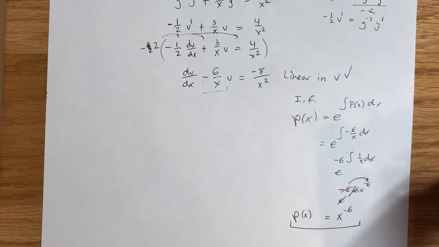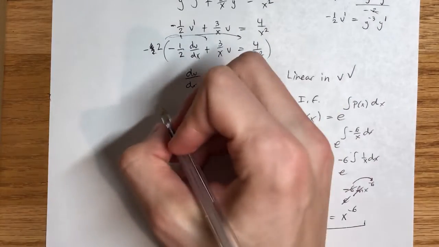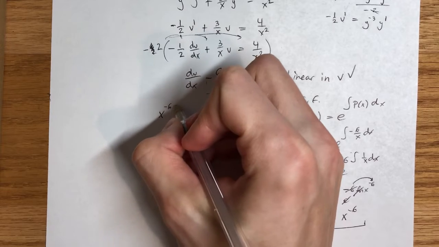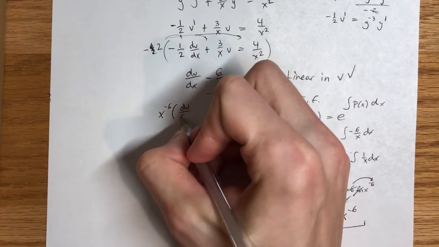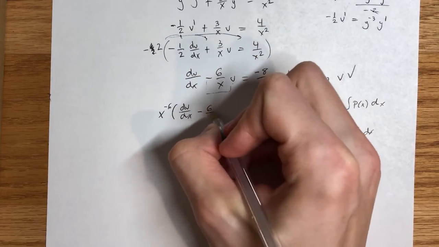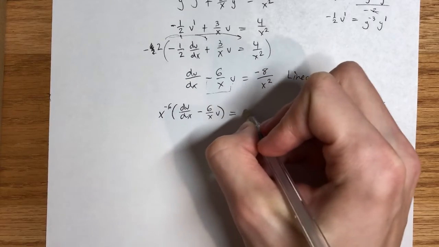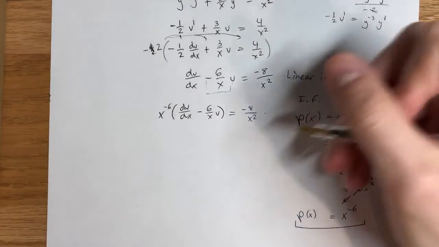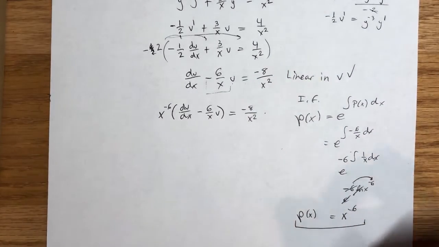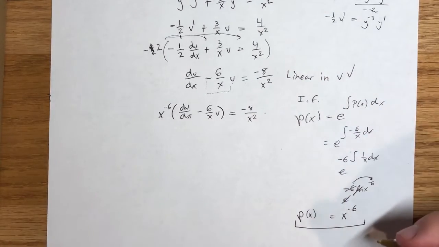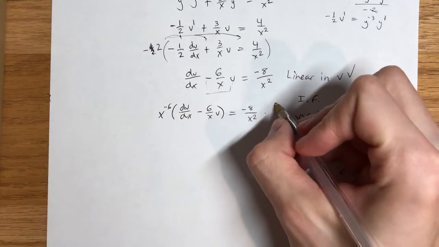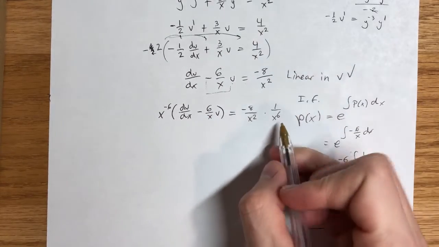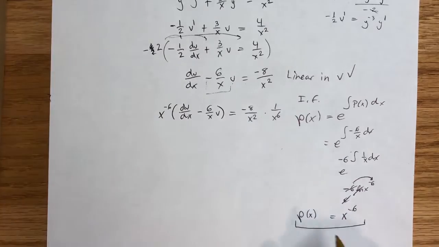So if we do so, multiplying on both sides, I will have an x to the negative 6th times my dv over dx minus 6 over x v, and that's equal to negative 8 over x squared. I'm going to rewrite this because this is a negative exponent, so it's equal to 1 over x to the 6th. If I do that, that'll make it easy to combine these two.